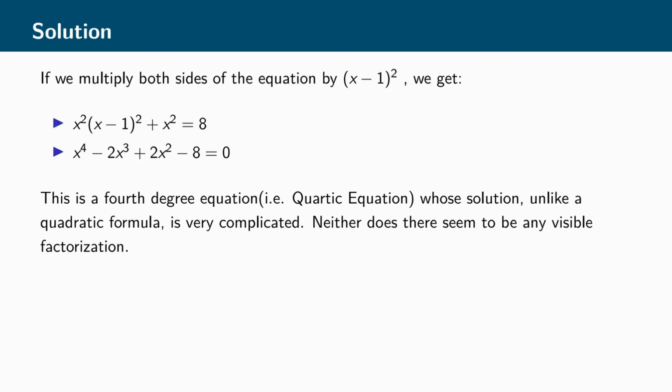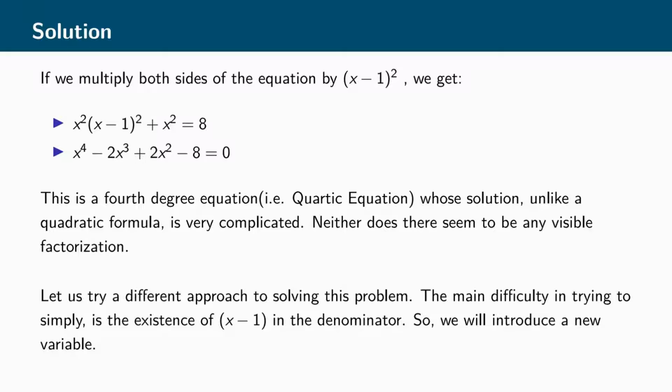Now this is a fourth degree equation, that is a quartic equation, whose solution, unlike a quadratic formula, is very complicated. Neither does there seem to be any visible factorization. Let us try a different approach to solving this problem. The main difficulty in trying to solve this is simply the existence of x minus 1 in the denominator. So we will introduce a new variable.